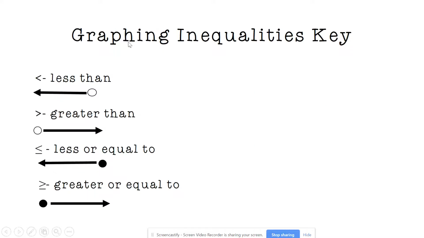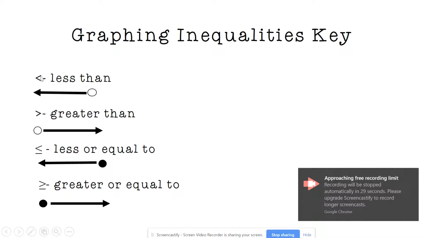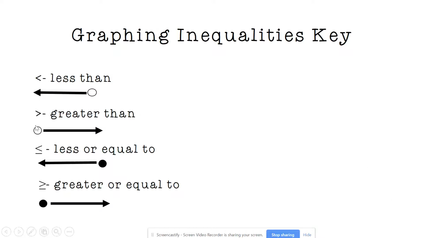In here, we're going to be graphing inequalities. So this is the key. If you want to use the less than, it's going to be an open circle, and the arrow is going to be facing the negative numbers. You're going to go to this side. This is why you see here it's less than, it's open to this left side. Same here. Greater than, it's going to be an open circle, and it's going to go to the right side.